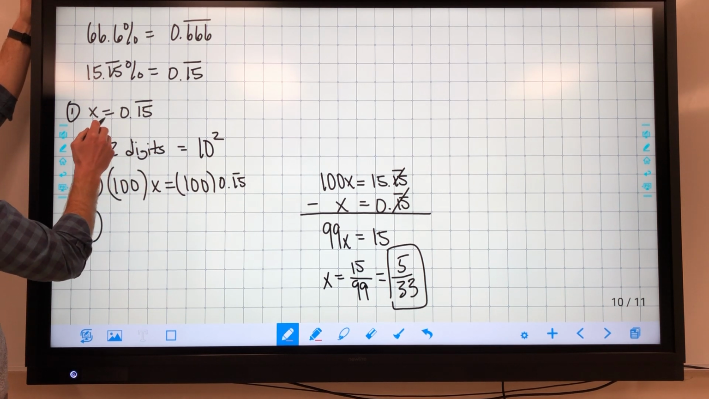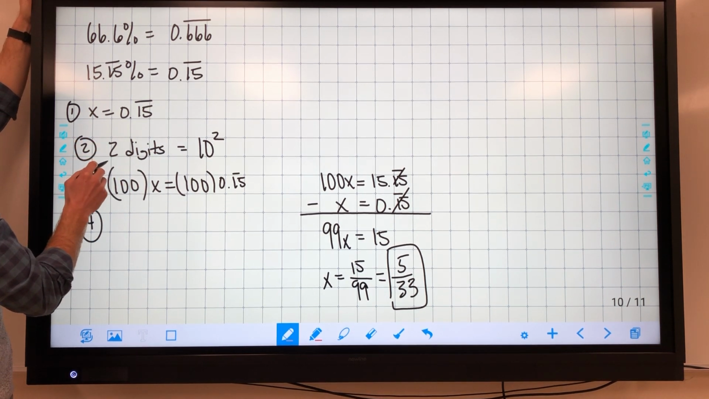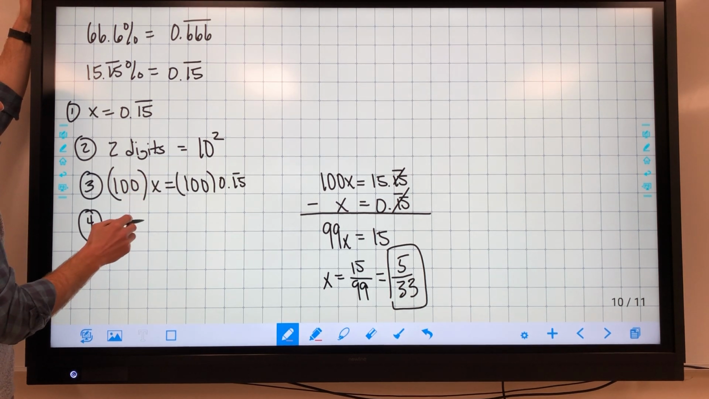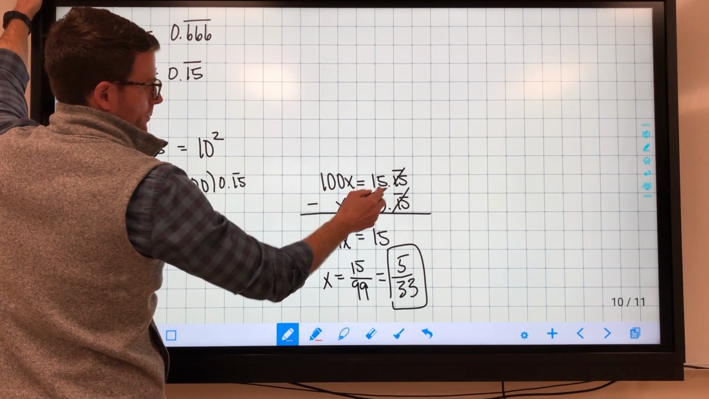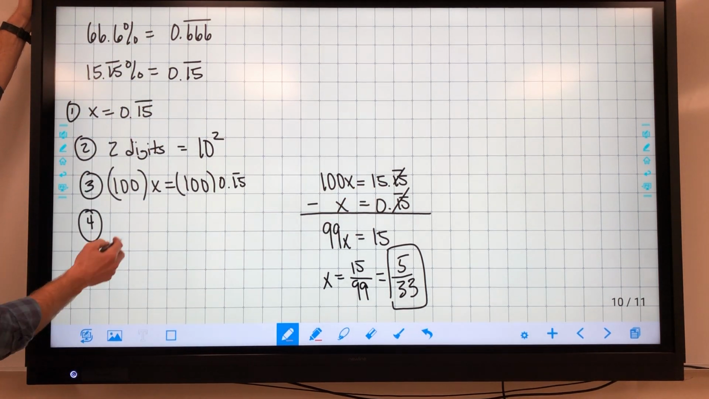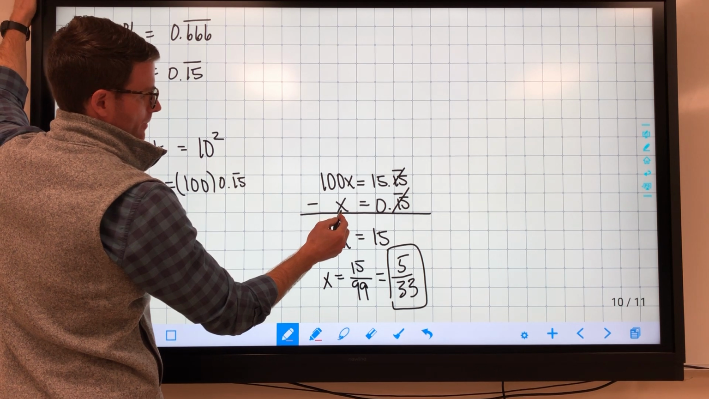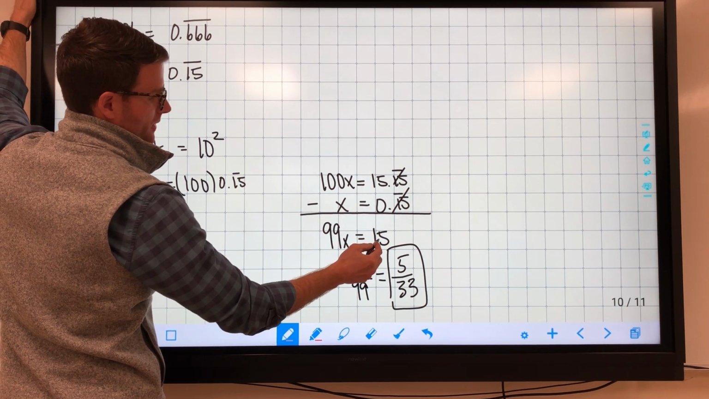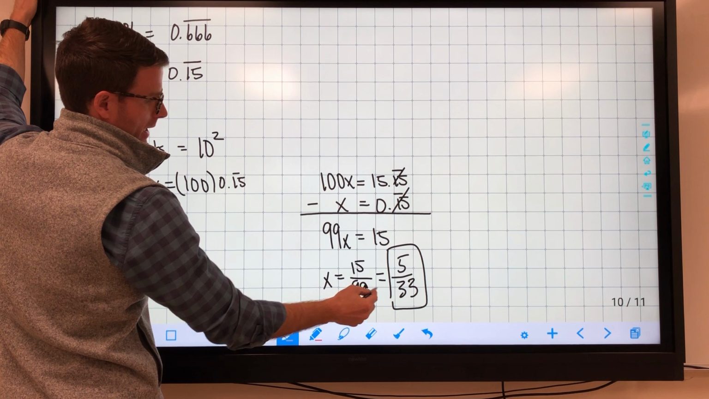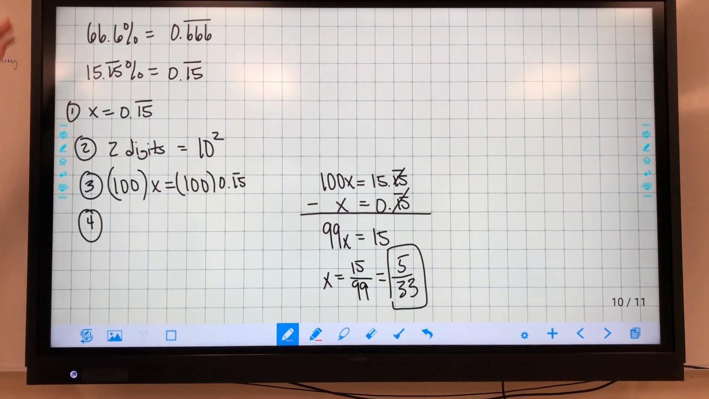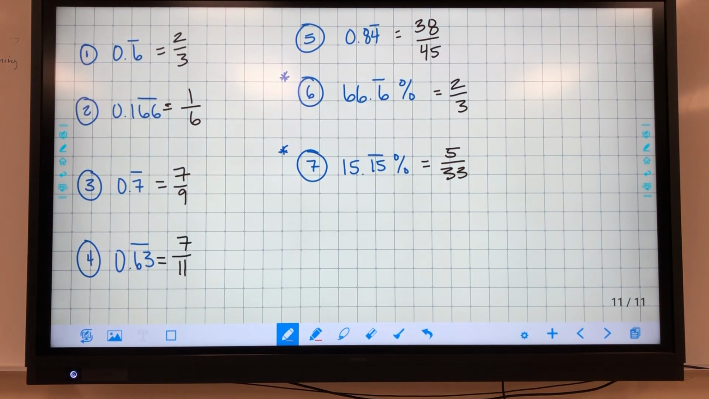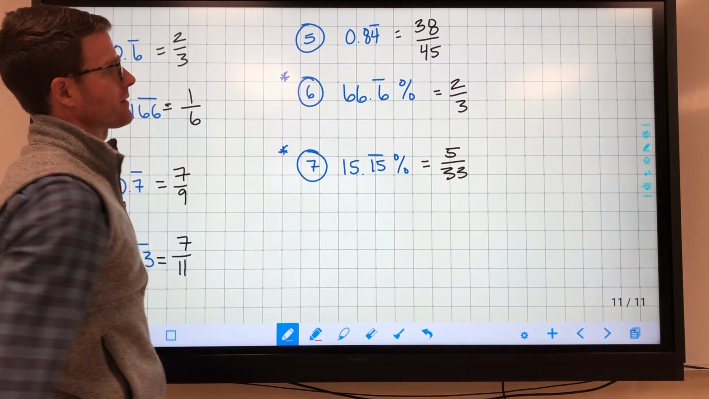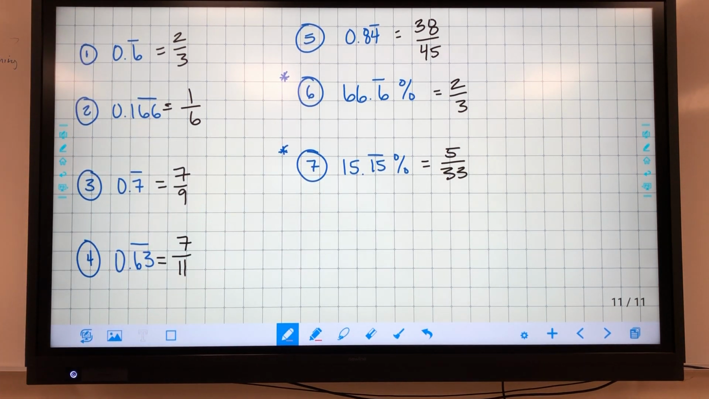This one, x equals 0.15 repeating, 2 repeating digits, so it's going to be 10 to the second or 100. Multiply equation 1 on both sides by 100, I get 100x equals 15.15 repeating. Subtract the 2 equations, and I'm going to get 99x equals 15. X equals 15 over 99, reduces to 5 over 33. Okay, and here are the answers to all 7. We get 2/3, 1/6, 7/9, 7/11, 38/45, 2/3, and 5/33.